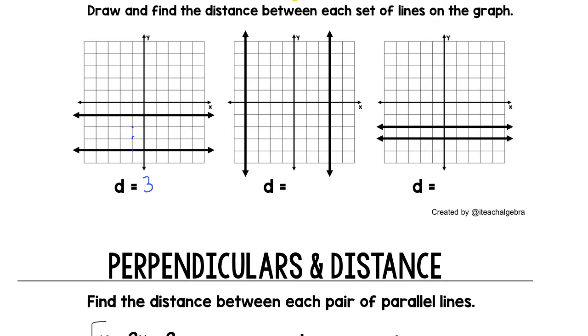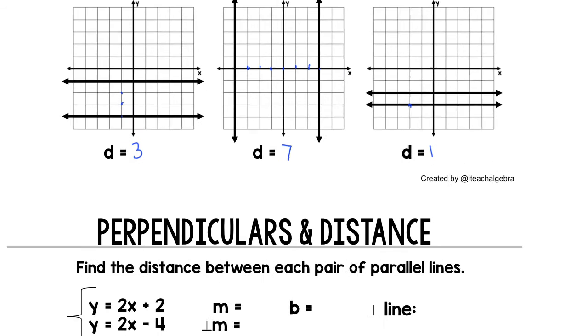The same thing with the graph in the middle. We can just count the lines from left to right. 1, 2, 3, 4, 5, 6, 7. So that distance is 7. And finally, we just go 1 down, that distance is 1. So the distance between any two lines that are along coordinate grid lines, we're just going to count the lines between them.